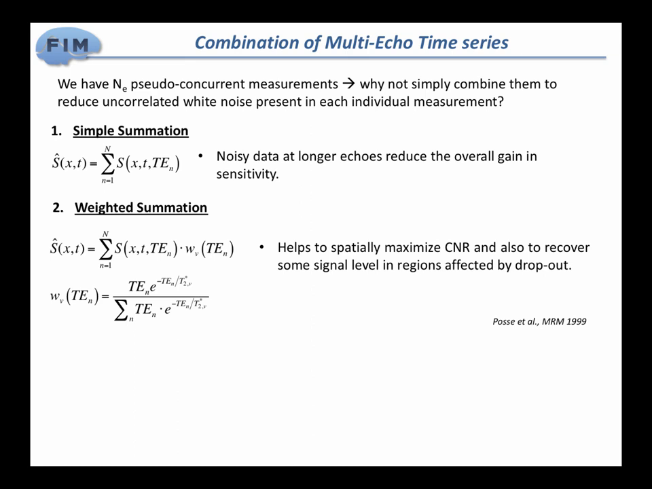So a long time ago, somebody developed a better weighting algorithm, just a weighted average of the different echoes, but in a slightly smarter way that allows you to maximize the CNR while also recovering the signal in the regions affected by dropout. So if you were to do just the simple thing of combining the signals, you should always try to do this instead of just simple averaging.